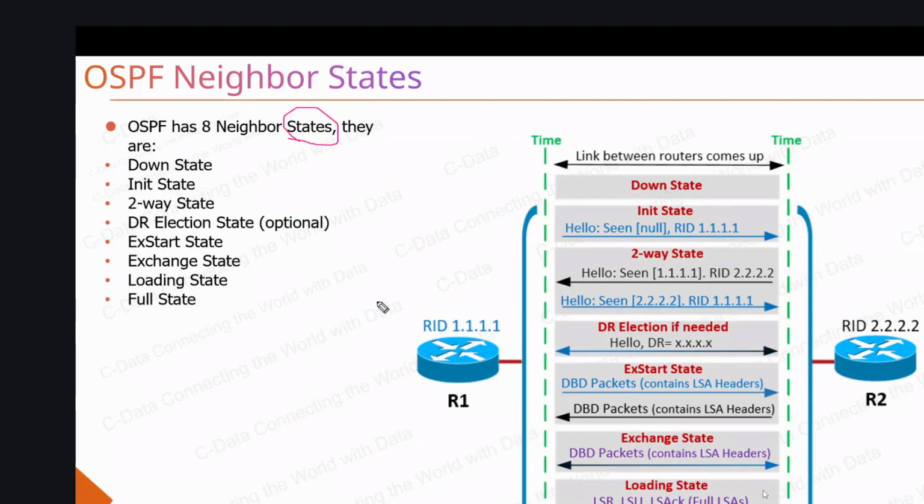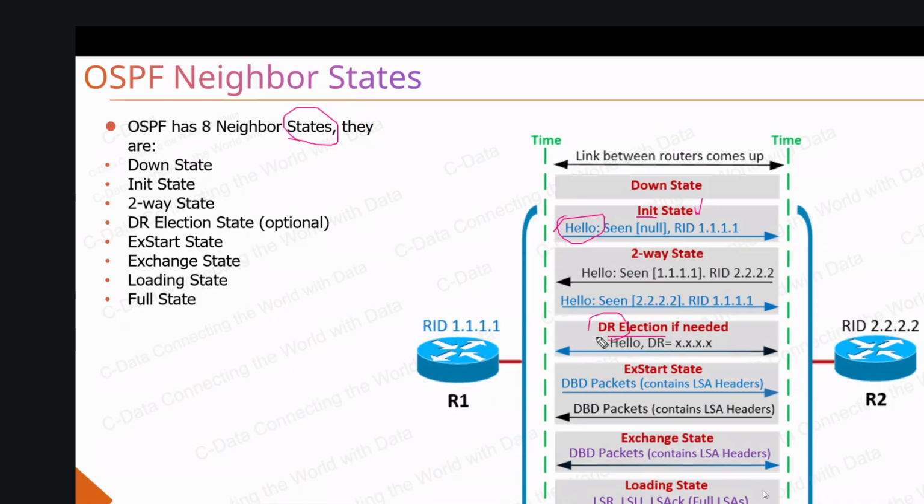So we have a down state, and then the initial status. We go from down to the initial state. Say hello. Say hello. And then it will go to the two-way state, and then the DR election.